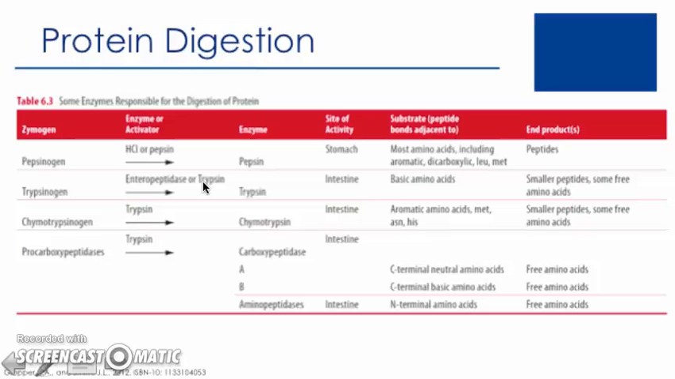You can see while trypsin cleaves peptide bonds primarily of basic amino acids, chymotrypsin cleaves peptide bonds of aromatic amino acids, methionine, asparagine, and histidine. Carboxypeptidases cleave the peptide bonds of C-terminal neutral amino acids and C-terminal basic amino acids, while the aminopeptidases cleave peptide bonds of the N-terminal amino acids. The primary end products of protein digestion are primarily dipeptides and free amino acids.